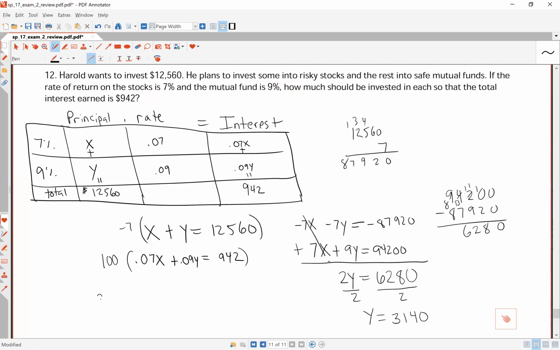That's y, so we have 3140 at 9%. And remember, we invested 12,560. So x plus 3140 equals 12,560. 12,560 minus 3140 looks like 9420. At 7%.